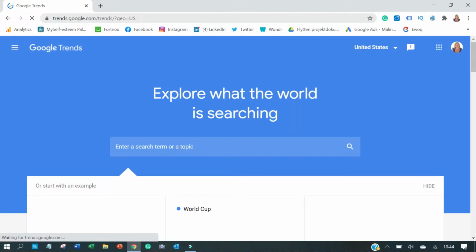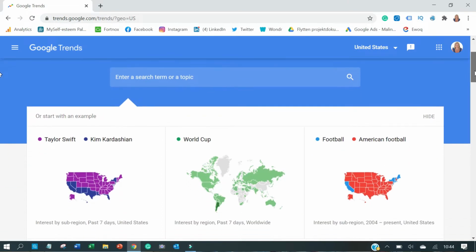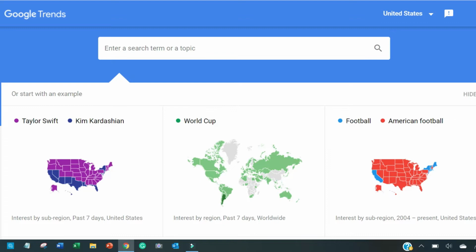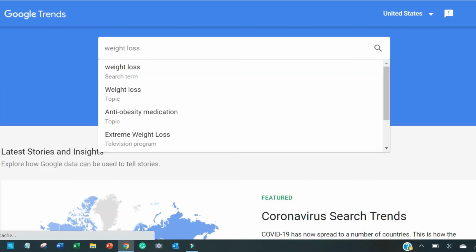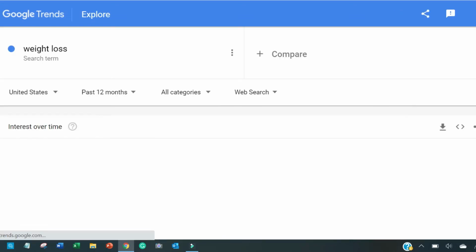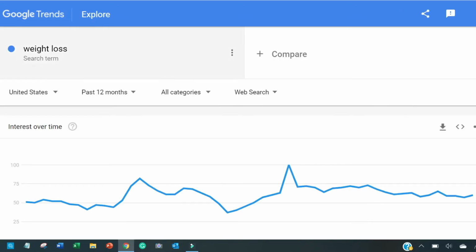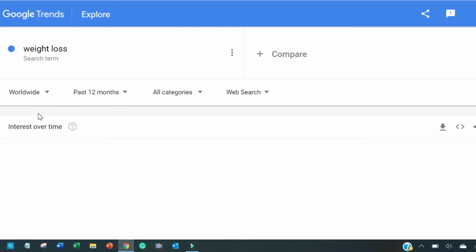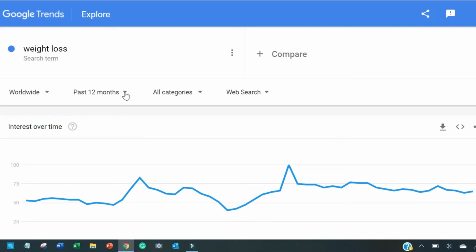Are you ready? Bring out your PC, open up your browser, and let's dive in. Type trends.google.com and hit enter and get to this enter search term or a topic box. I'll be using weight loss to start with. I've been working with it a lot and I'm very interested in the trending of this topic. It's right now United States, that's pre-selected, so I'll go for worldwide, and let's see how weight loss is trending worldwide over the past 5 years.